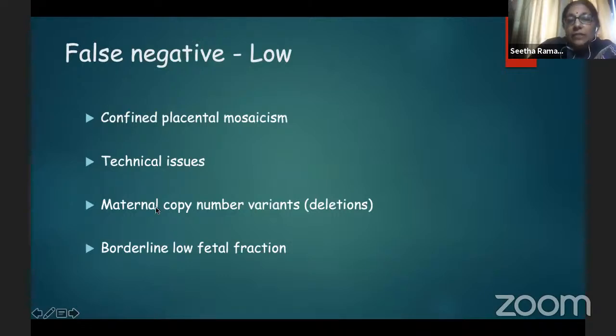And then false negatives, obviously, false negative results are very low, but sometimes because of maternal copy number variants or technical issues, you can have false negatives.